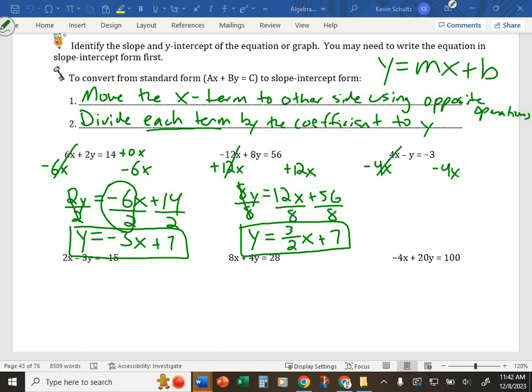On the left, they cancel out, which is what we want. But beware that negative sign belongs to the y, right? The negative sign follows the y. So our next equation reads negative y equals negative 4x minus 3. Why is it minus 3? Because the 3 was negative to begin with. Okay?